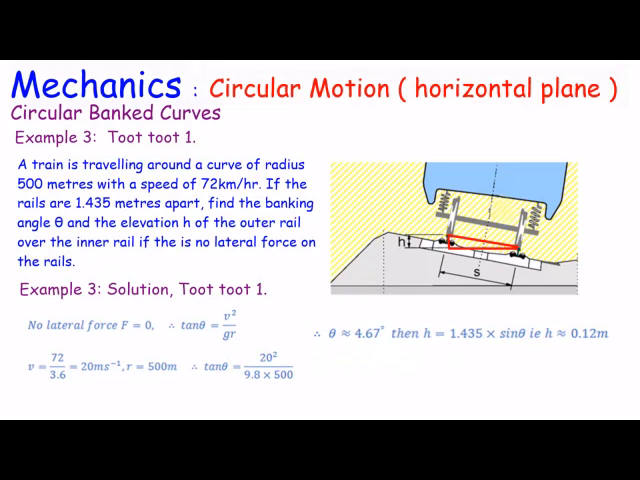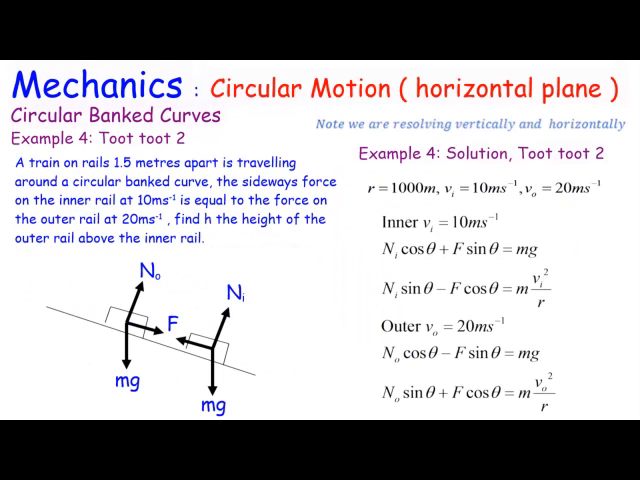Okay, let's have a look at another example. This is a bit of a harder example. Here we are. Now, this is one where the rails are about 1.5 meters apart. Traveling around a banked curve, the sideways force on the inner rail at 10 meters a second is equal to the force on the outer rail at 20 meters a second. Find H, the height of the outer rail above the inner rail.